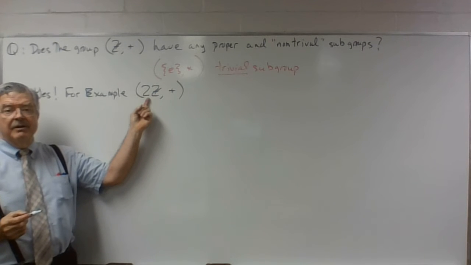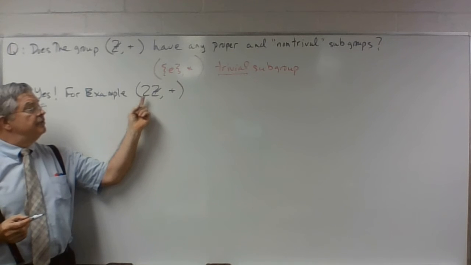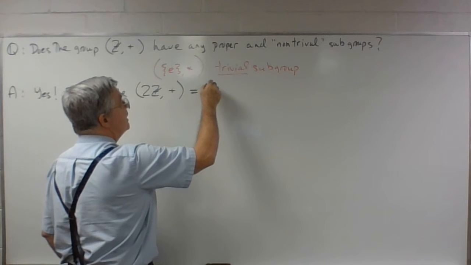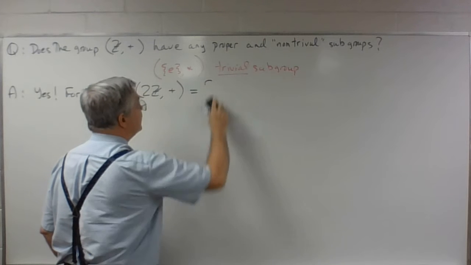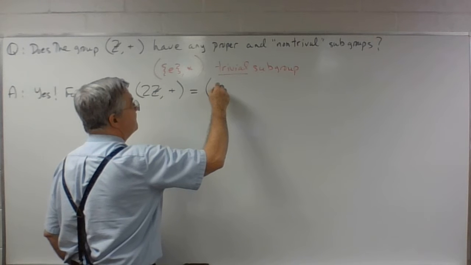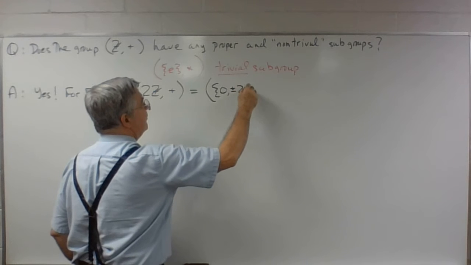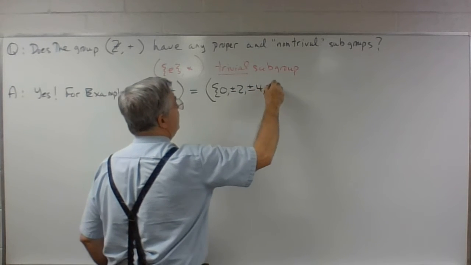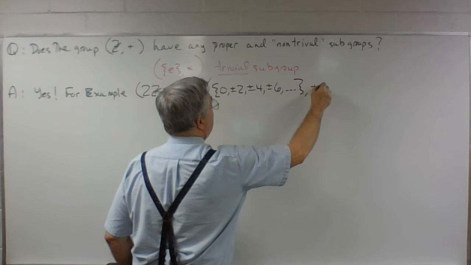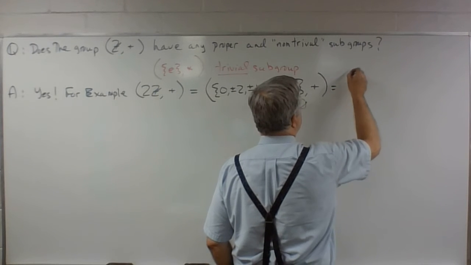This is exactly what it looks like. The number 2 times Z, the symbol for the integers, 2Z under addition. And what this is, is the set of all multiples of 2, under addition. And we could also denote it this way.